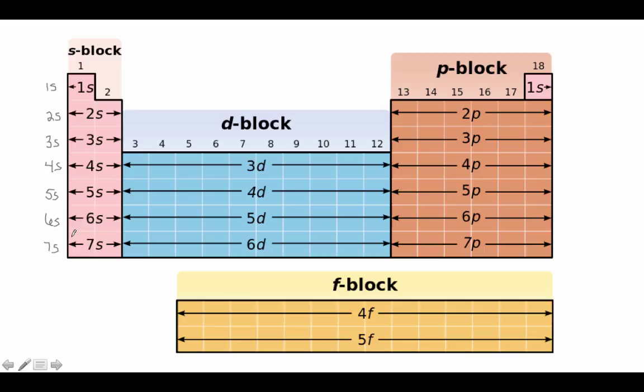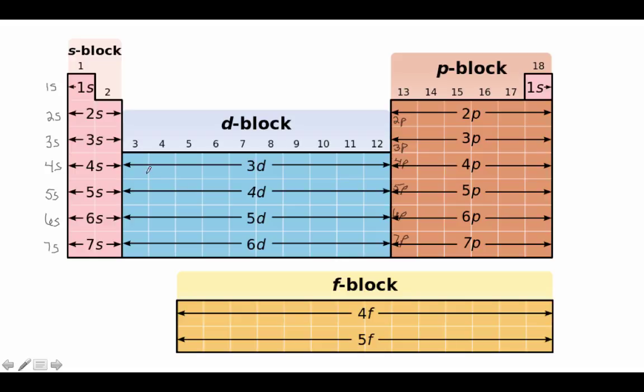The next thing we did is jump to the P block. Right here is the start of the P block. I told students to label 2p here, 3p, 4p, 5p, 6p, and 7p. I realize that got a little bit goofy there, but the periodic table doesn't have these arrows on it.